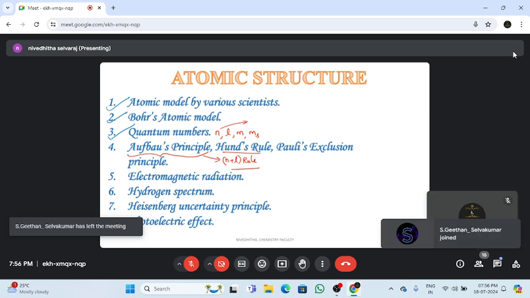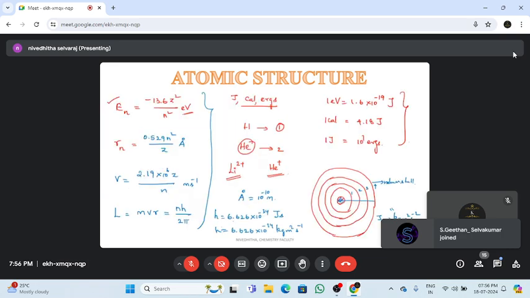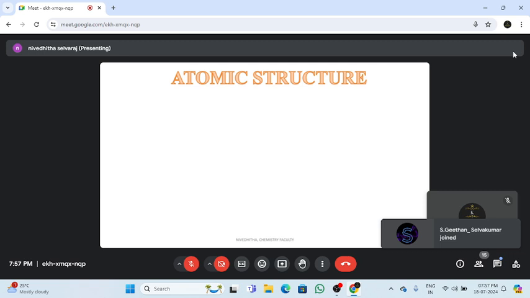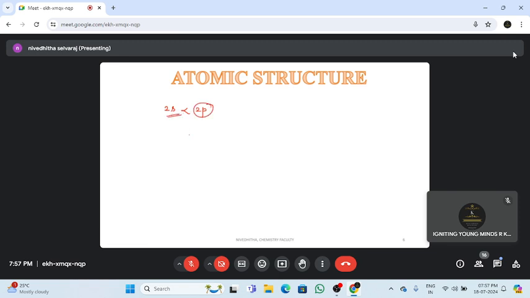Degenerate orbitals are nothing but orbitals with the same energy. For example, I have 2s and I have 2p. First, which orbital do we have to fill? Among 2s and 2p, which orbital do we have to fill first? 2s, ma'am. 2s, right. We have no doubt in it, right. And after 2s, we'll be filling 2p.